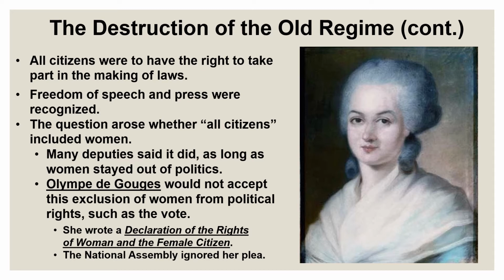But folks like Olympia de Gouges would not accept this exclusion of women from political rights, such as the vote for the National Assembly. She wrote a book called The Declaration of the Rights of Woman and the Female Citizen, where she tried to explain why women should be included in this new experiment with constitutional government in France. The National Assembly, however, ignored her plea. Yes, they were influenced by Enlightenment ideals, but they were not going to go so far as to grant equal rights to women.